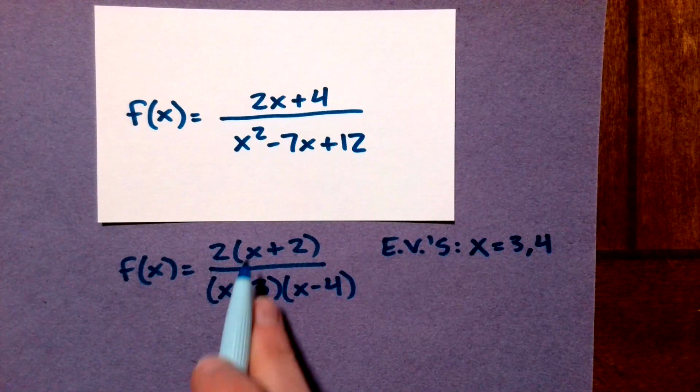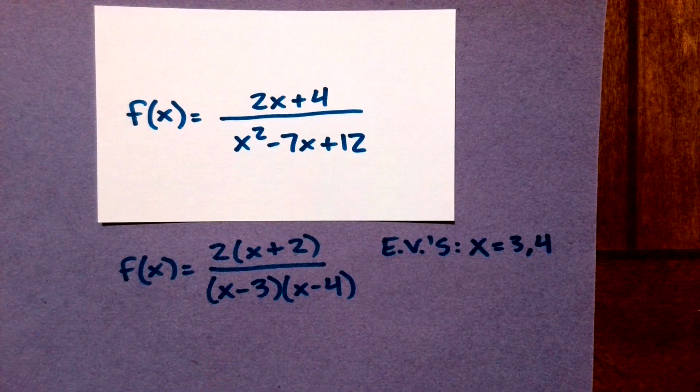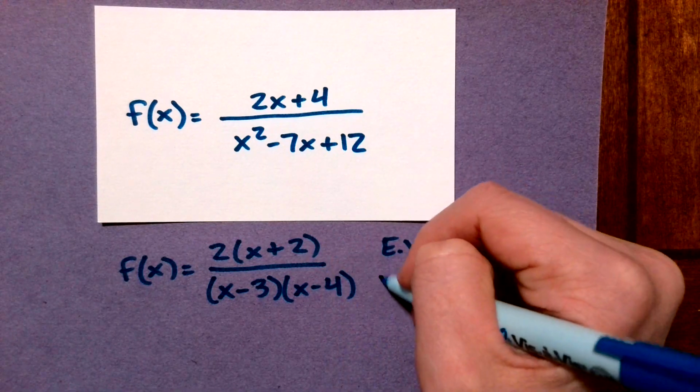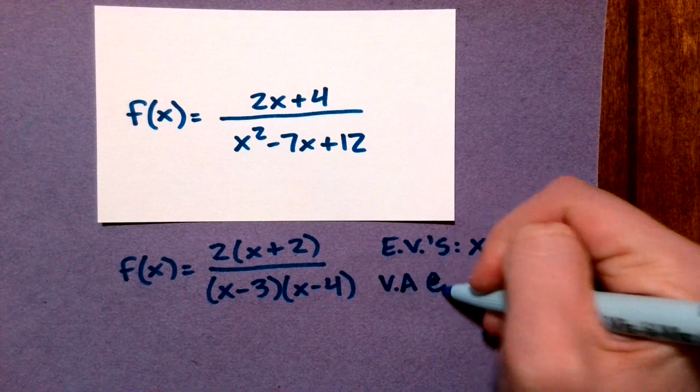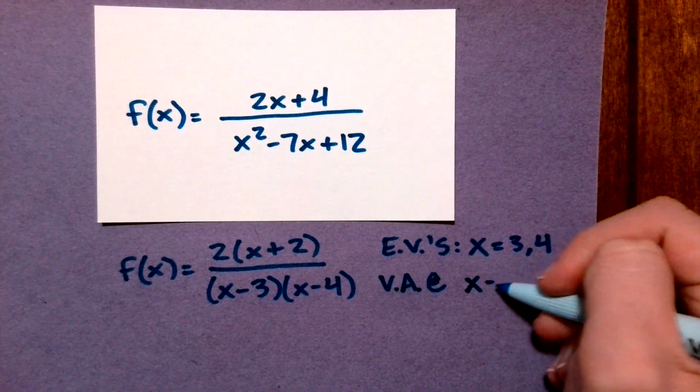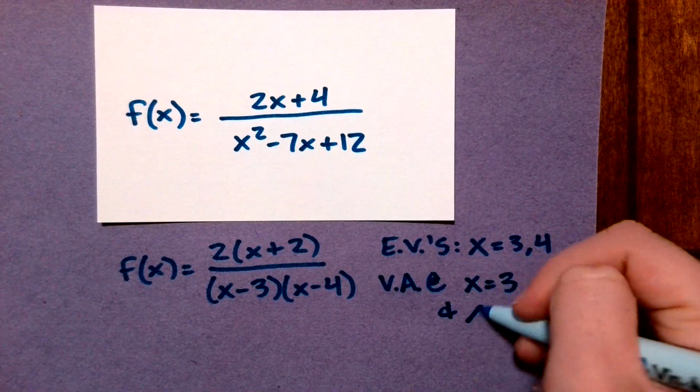Notice that neither of them cancel. So that means that I don't have any holes. That means that we'll have vertical asymptotes at x equals 3 and x equals 4.